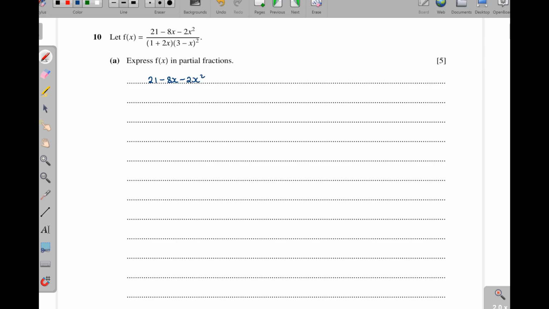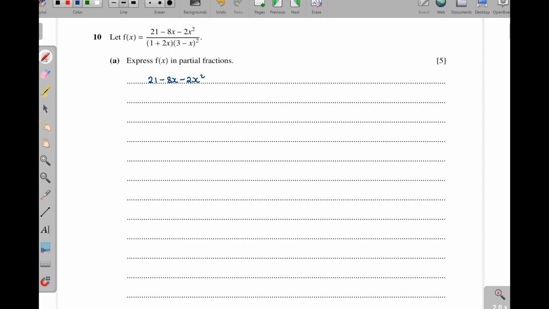But before you express this function here in partial fractions, always look at the degree of the numerator and that of the denominator first. So the degree, that is the highest power of x. So this one is a 2. And then here we shall have an x squared that comes from this, but then times the x, so that one will be x power 3. So that means the degree of the denominator is a 3.